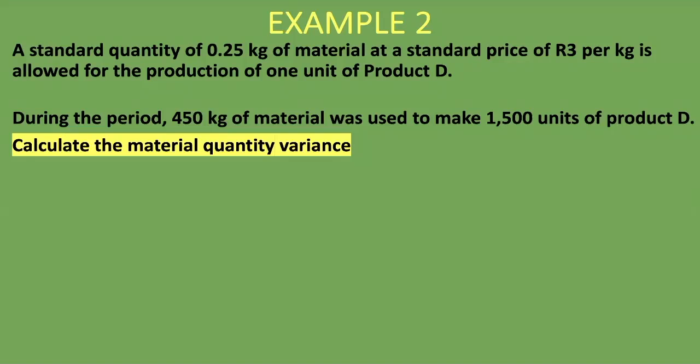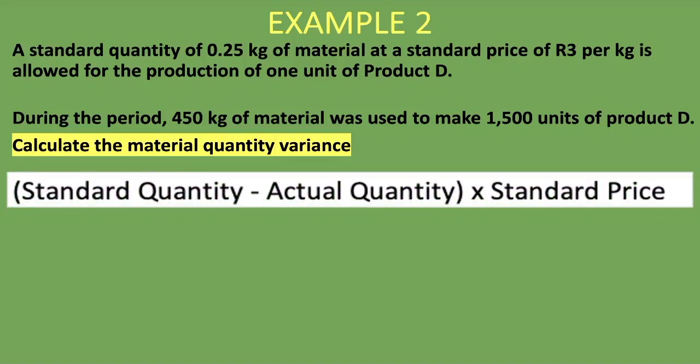What's the formula? Well, here it is. It's the standard quantity minus the actual quantity times the standard price. Now, what is our standard quantity here? Well, we are not given. We'll have to calculate it again. So what is our actual quantity? Our actual quantity is the 450 kg. And we are told here that during the period, 450 kg of material was used to make 1,500 units of product D. So we're given the actual quantity that we used, which is the 450 kg, and we multiply that by the standard price. What is our standard price?